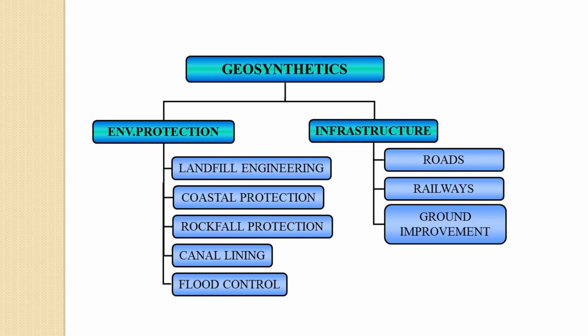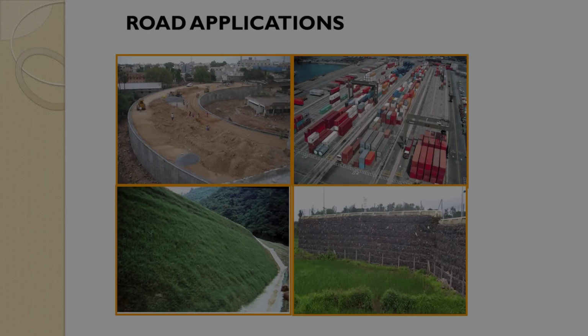So when you are looking at this, it can be classified in so many ways. Now what we are trying to do is classify it into infrastructure and environmental protection. Under environmental protection, you can take landfill engineering, coastal protection, rockfall protection, canal lining, flood control, which are all part of the environmental protection activities. Roads, railways, ground improvement are all part of infrastructure. This is just for our clear understanding. We try to classify it into two different things.